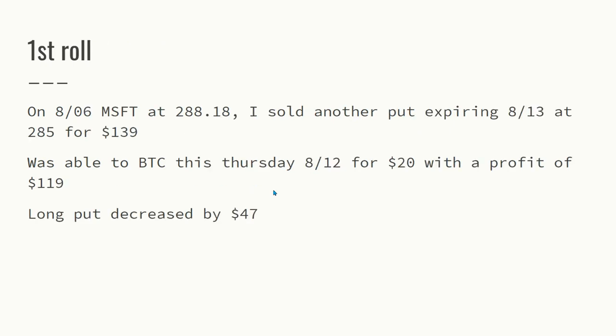Then I did a rolling, 806, same price. Microsoft went up to 288.18. Sold another put for next Friday, up to the 285 strike, a little bit higher than I started with, and that made $139. I was able to buy to close that on Thursday instead of Friday for only $20.